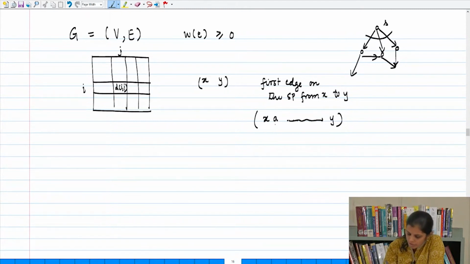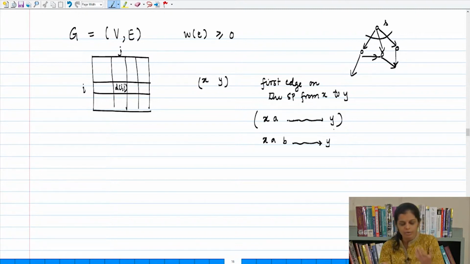So you will have to look at the first edge from a to y and then say that xa, and maybe there is b on the first edge, ab, and then you go from b to y, and as you keep doing this, you have actually constructed the shortest path, right. So what have we done?